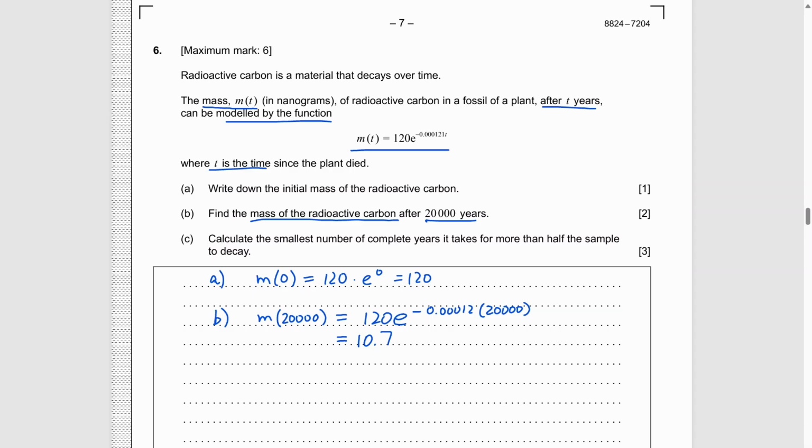Part C. Find the smallest number of complete years it takes to become half of the mass. So, we set the mass function to be smaller than 60 and solve it by calculator.